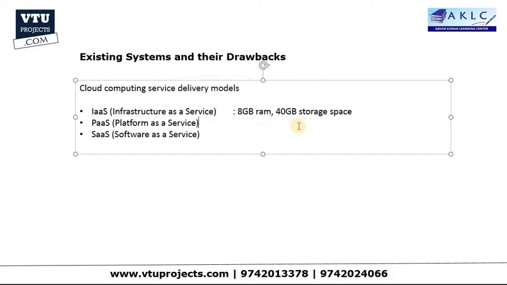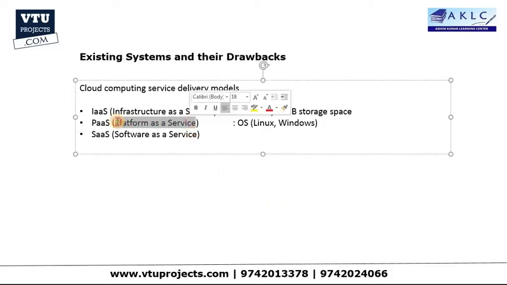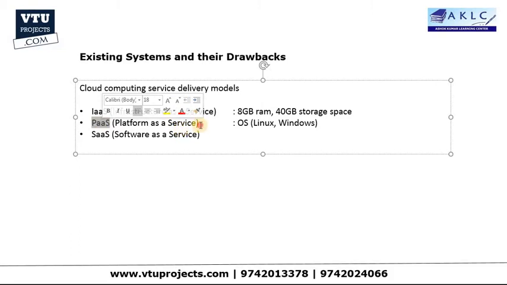Okay, so the second model is called PaaS, platform as a service. The term platform indicates some OS, say for example Linux OS or Windows OS, etc. In Amazon Web Services and others, you can actually purchase a Windows machine or a Linux machine over cloud computing. When you purchase that Windows or Linux machine over the cloud, we call it PaaS, platform as a service.